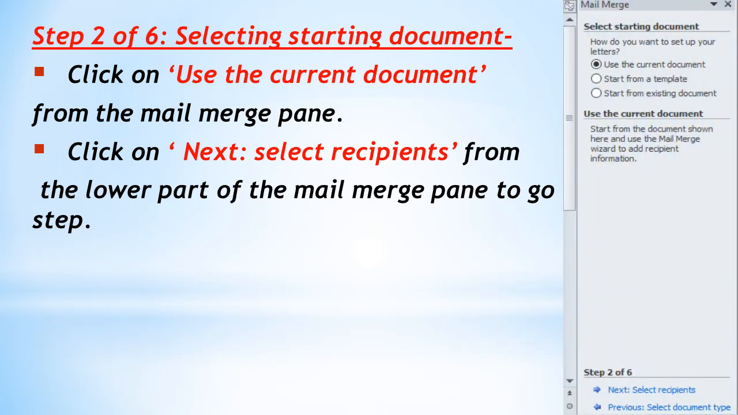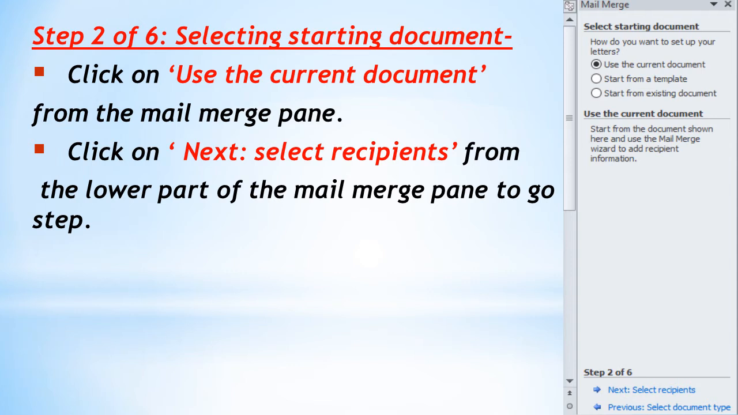Look at this window, you will get to know we are in step number 2. How will you know we are in step number 2? Down in that window you can see step 2 of 6, right? That is we are in step number 2. First, what do we have to do? We have to select use the current document from select starting document. You can see upwards there are 3 options. In those 3 options you have to select the use the current document option.